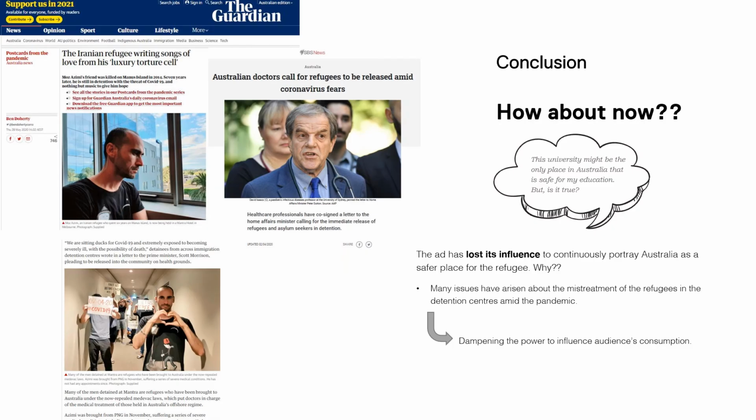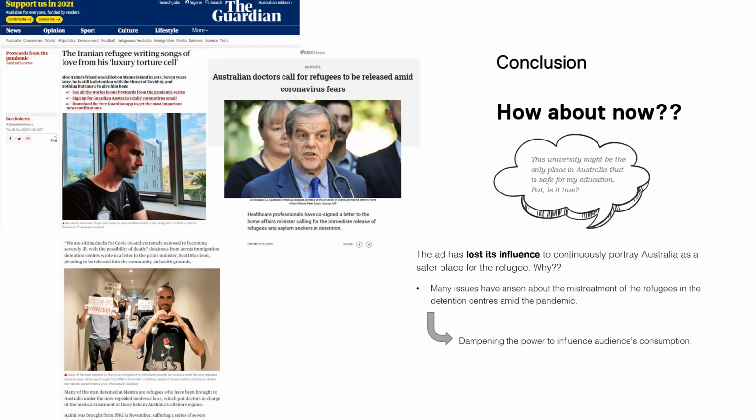So how about now? Is the ad persuasive enough to convince us in 2020? If you look at the left hand side, there are articles covering stories about the mistreatment of refugees amid the pandemic. They received not enough medical supplies, and some of them have died. So we can say that the ad was persuasive back then.